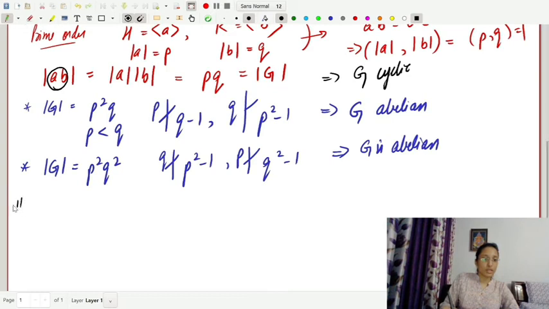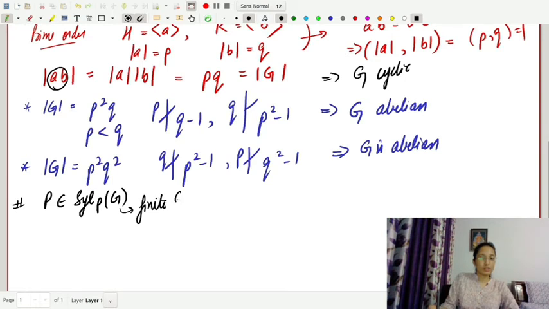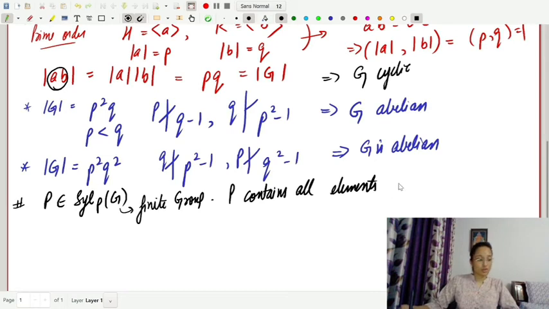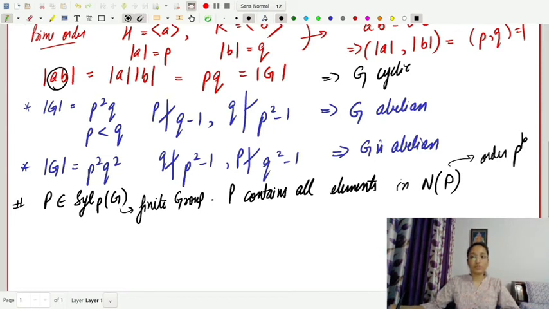Another result which we have is, if P is the Sylow P subgroup of finite group G, then P contains all the elements in the normalizer of P, which is of order some power of P. Normalizer of P is contained in P.